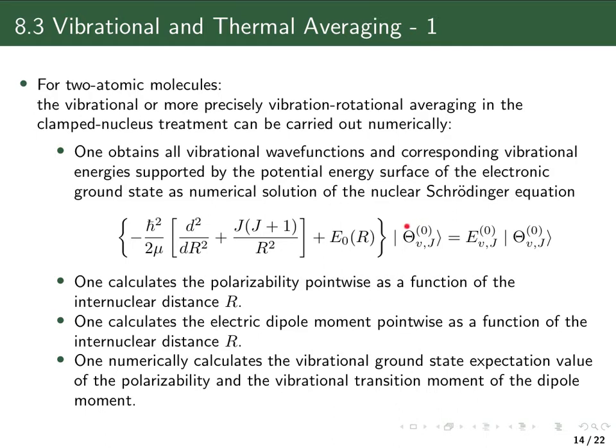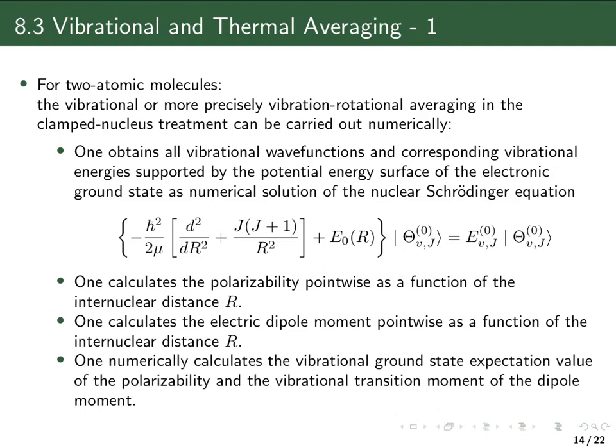And the integration over this pointwise wave function then is basically just a sum over all the points where we know the vibrational wave functions, and then multiply it with the value of the property, in our case, for example, the polarizability, and then sum over this. And that will give us then the vibrational averaged polarizability.